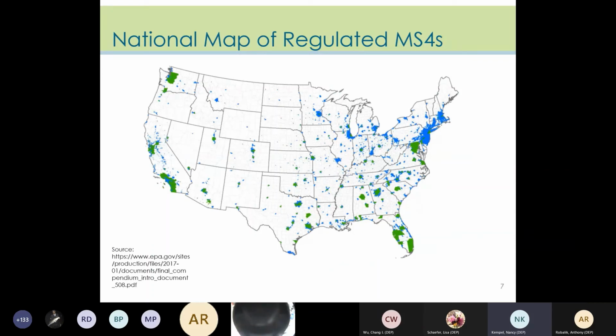And you can see it's certainly more concentrated on the east, and in New Jersey in particular, we do regulate almost every town in New Jersey under the MS4 program, and the coverage covers almost the entire state. So we have done and plan to do extensive outreach for the MS4 permit renewals.